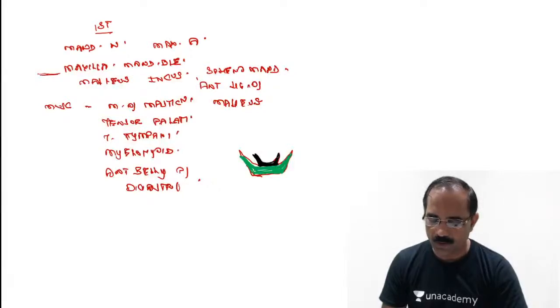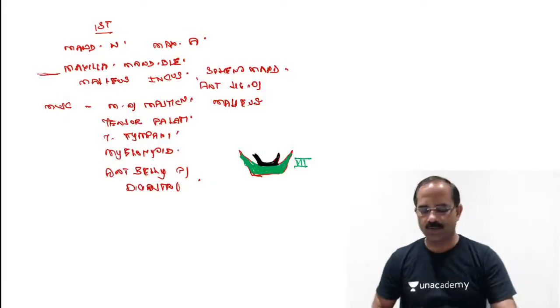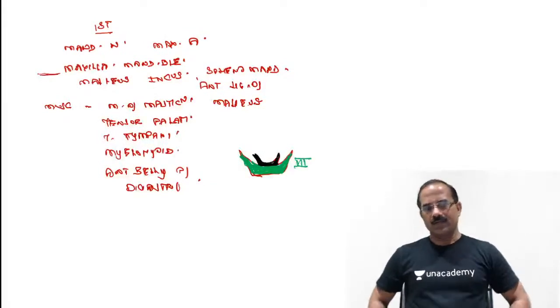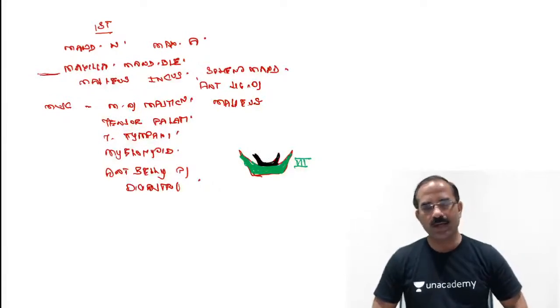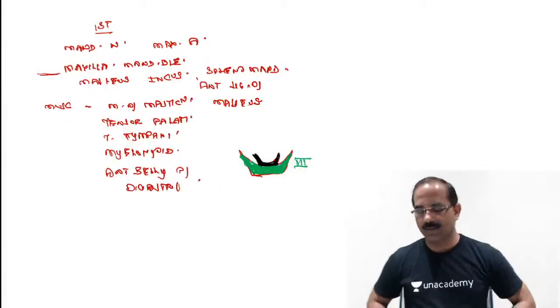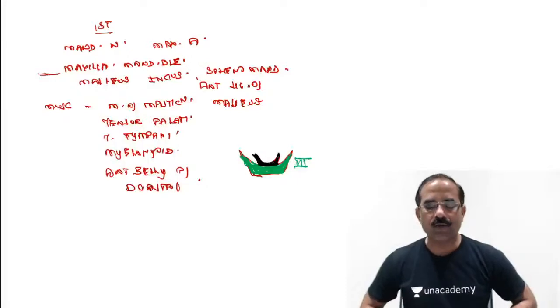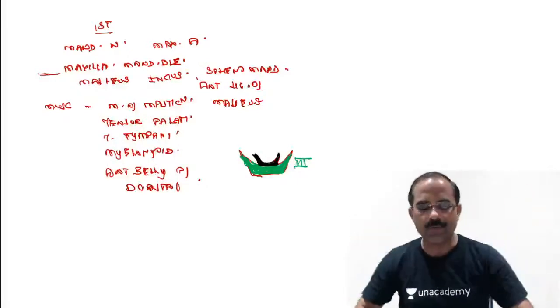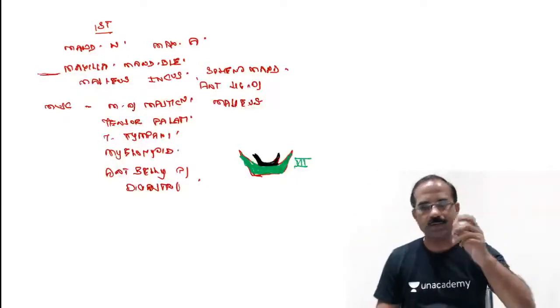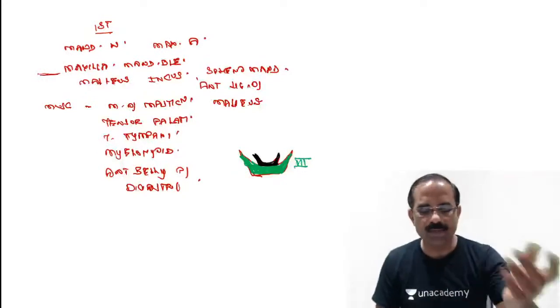And the greater cornu and the lower part of the body of the hyoid bone are derived from the third arch. Just remember this: the lesser cornu and the upper part of the body are from the second arch. The greater cornu and the lower part of the body of the hyoid bone are from the third arch. Perfect. Okay, we'll go to the next MCQ.